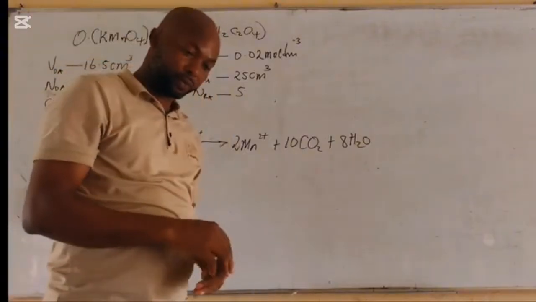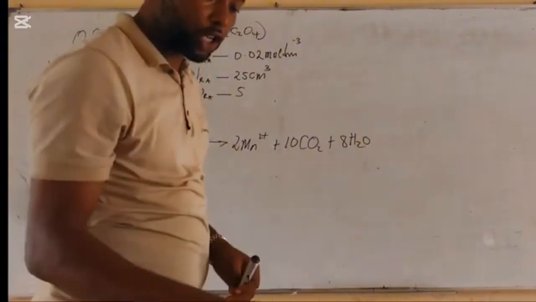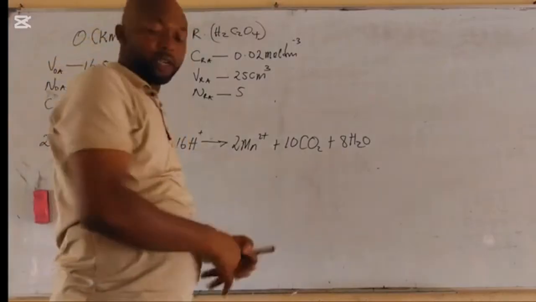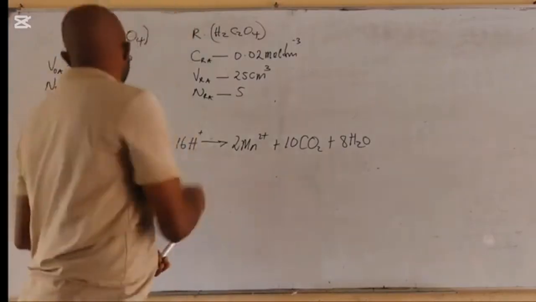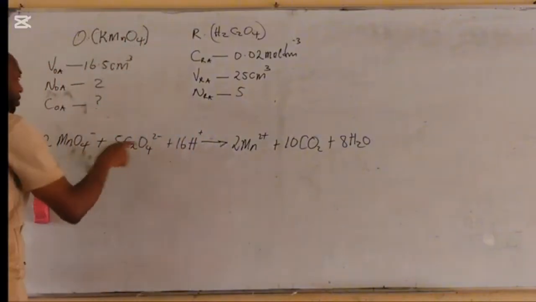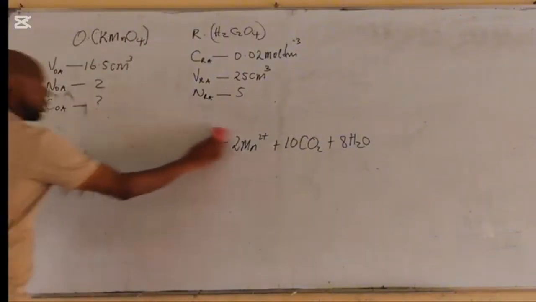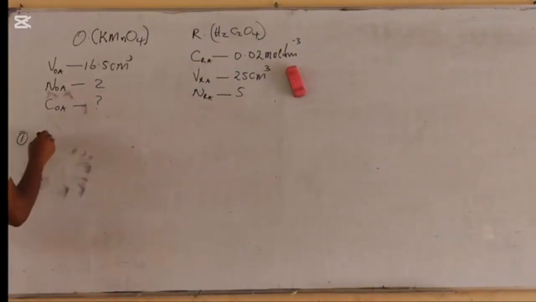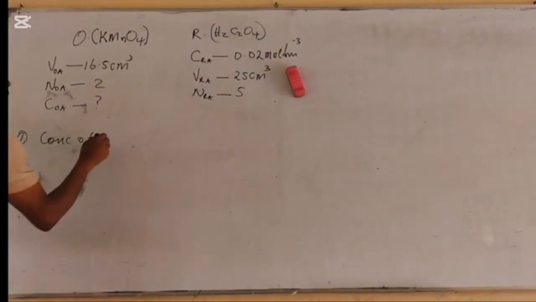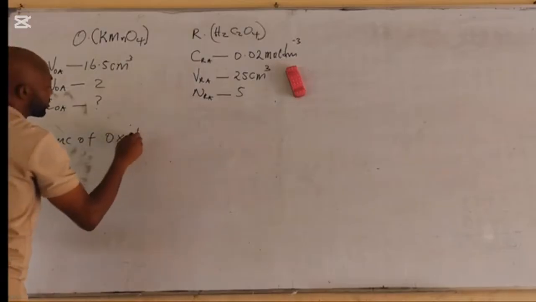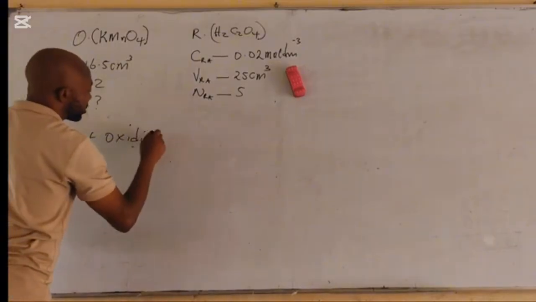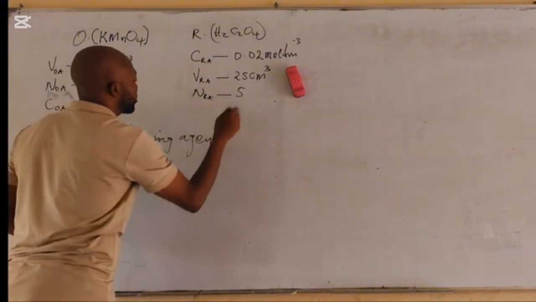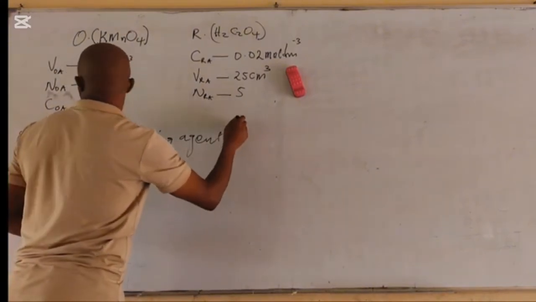So from here, let's see what they want us to do. First question, concentration of solution A in mole per dm cube. A, which is the oxidizing agent. The concentration of A in mole per dm cube. So let's start. I'm going to take this out. So, first question, concentration of oxidizing agent in mole per dm cube.